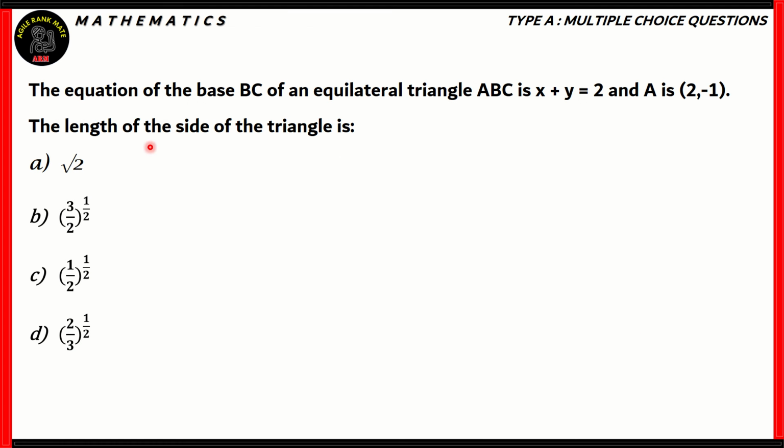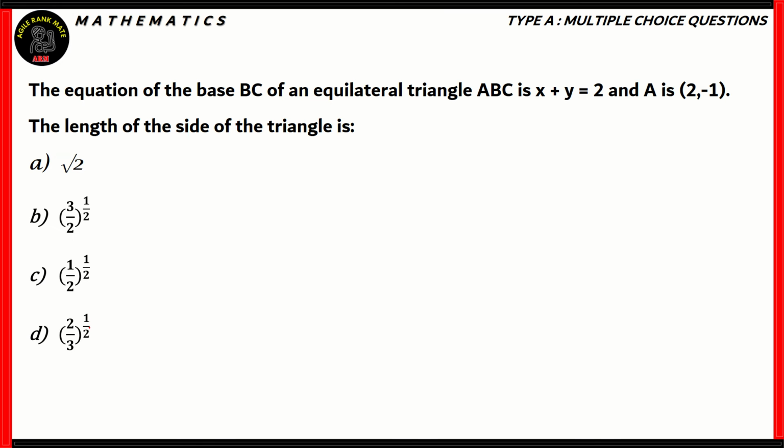Our first question is from mathematics. The equation of the base BC of an equilateral triangle ABC is x plus y equals 2 and A is (2, -1). The length of the side of the triangle is: root 2, (3/2) raised to half, (1/2) raised to half, (2/3) raised to half.